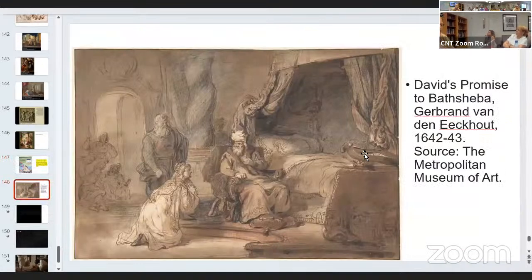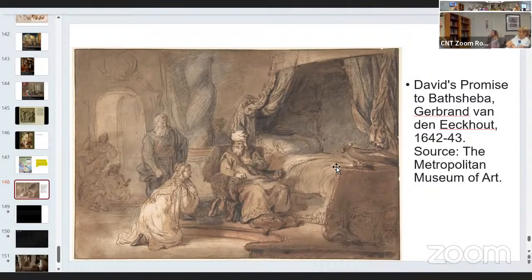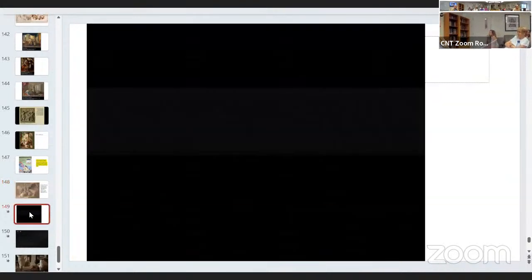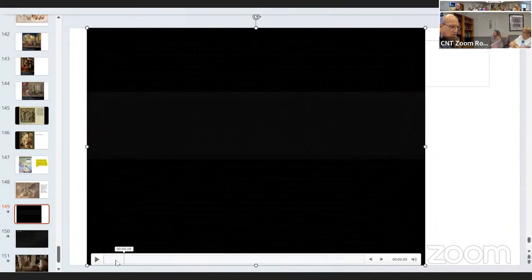Here David promises to Bathsheba that her son Solomon, the son who comes after the dead son, will be the king after. And then I just wanted to conclude with some representation of this art. We won't see all of this, but I just want to make sure we share the sound here. Share sound.